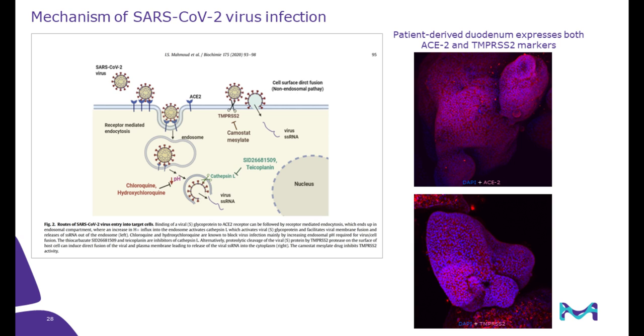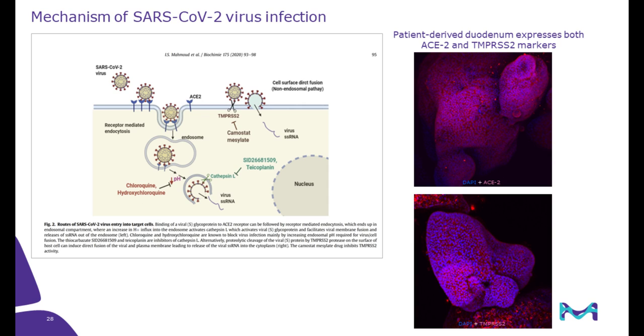There are 2 routes of viral entry into the host cells. One is by receptor-mediated endocytosis initiated by the binding of the viral spike glycoprotein to the ACE2 receptor on the host cells. The virus then ends up in the endosome, where the low pH level activates cathepsin L. Cathepsin L then activates the viral spike glycoprotein and facilitates viral membrane fusion, resulting in the release of its genetic material out of the endosome and into the cytoplasm.